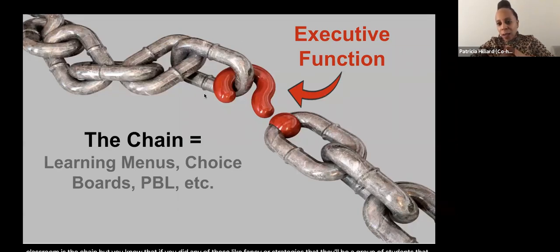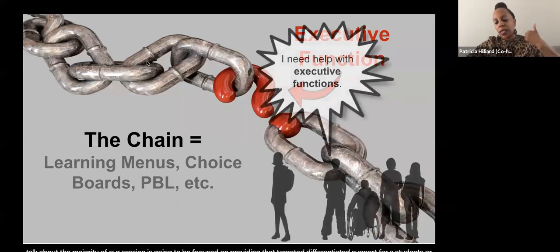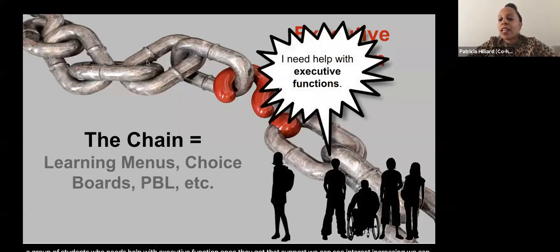So the majority of our session is going to be focused on providing that targeted, differentiated support for a student or a group of students who needs help with executive function. Once they get that support, we can see interest increasing, we can see comprehension increasing. It would be great if they would just go to Miss Williams and say, I need help with my executive function. We know that that doesn't necessarily happen. First of all, they don't know the words executive function, and sometimes people don't know how to ask for the help that they need.